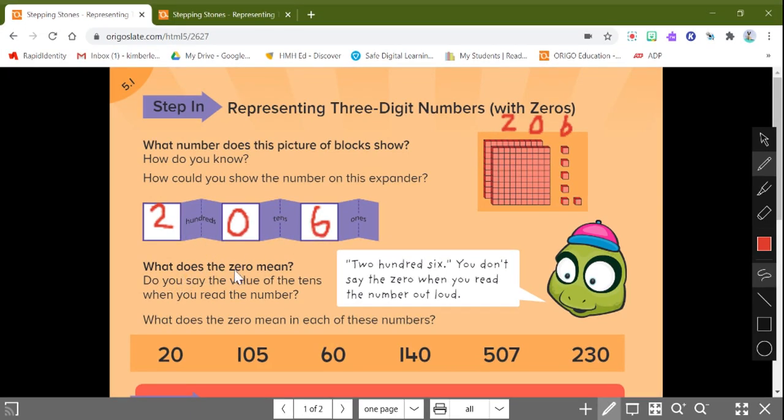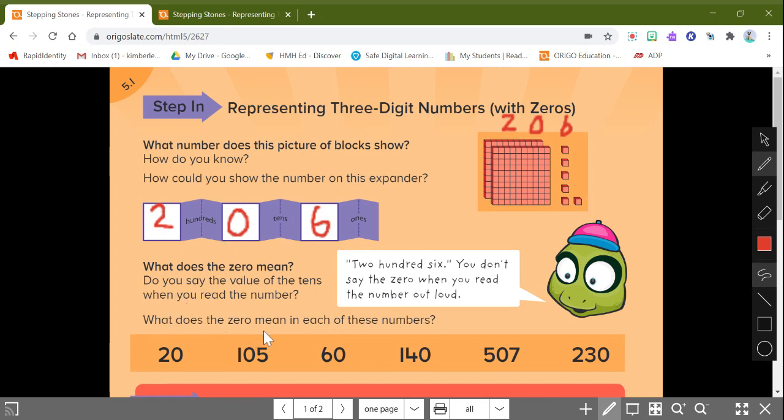What does the 0 mean? Well, the 0 is the placeholder. It just means that there's not any 10s there. So that's all that means. So when you say 206, you don't say the 0 when you read the number out loud. It's just holding that place for us.